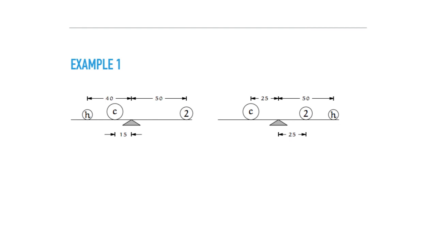The first equation, coming from the balance on the left, would be 40h plus 15c is equal to 50 times 2, or 100. The second equation, coming from the balance on the right, would be 25c is equal to 25 times 2, or 50, plus 50 times h. The main idea of this chapter is solving systems of equations precisely like this one. Pause the video real quick and see if you can find a solution for c and h using methods that you've previously learned.